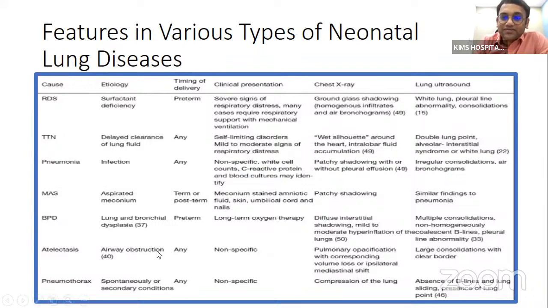And then atelectasis, we have a large consolidation. However, it has a clear border and a small amount of air bronchogram, which appears as stars in the sky. In the pneumothorax, the first and foremost finding is that lung sliding will be abnormal. There are no B lines. We can see pathological A lines. And there's a presence of a lung point, that is a point that differentiates the pneumothoracic lung that has no lung sliding from a normal lung where lung sliding is present.